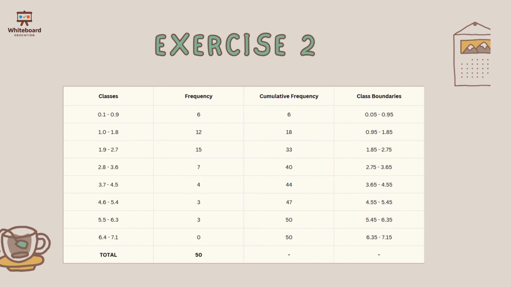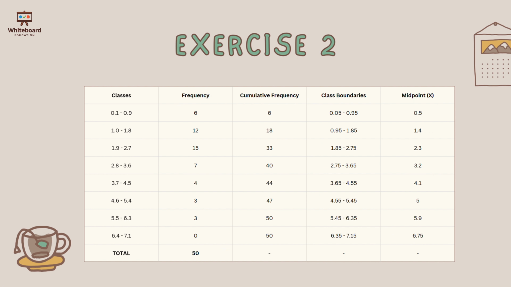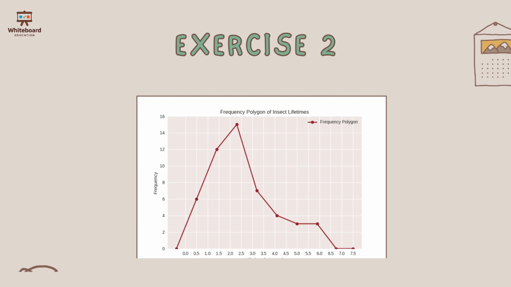Moving on to the next part of the question, we need to make a histogram. For that, we use the class boundaries to make all the bars of the histogram side by side. The height of each bar shows the frequencies. To mark a frequency polygon, we need to find the midpoints of the class intervals. For that, we add the upper and lower limit of a class and divide it by 2. Now this is how the frequency polygon is formed.